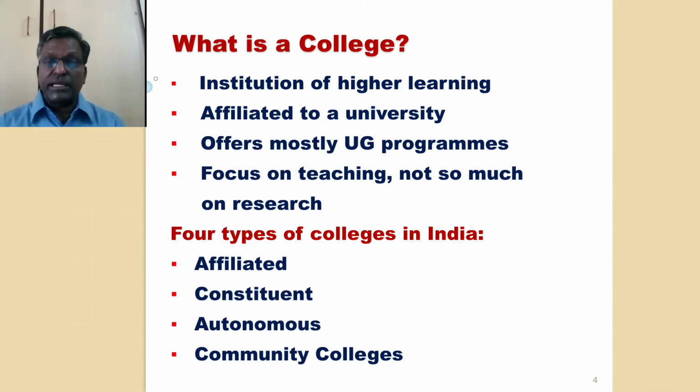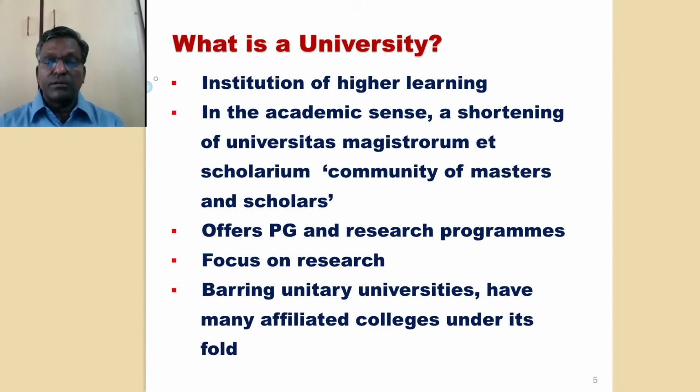Now we go to the next slide. The next slide talks about what is a university. In the earlier slide, we talked about what is a college. So now it is time to address the question, what is a university? Now there are 5 points. Like a college, a university also is an institution of higher learning. You take Banaras Hindu University or Aligarh Muslim University or Delhi University or Jawaharlal Nehru University or Madras University, and a university is an institution of higher learning.